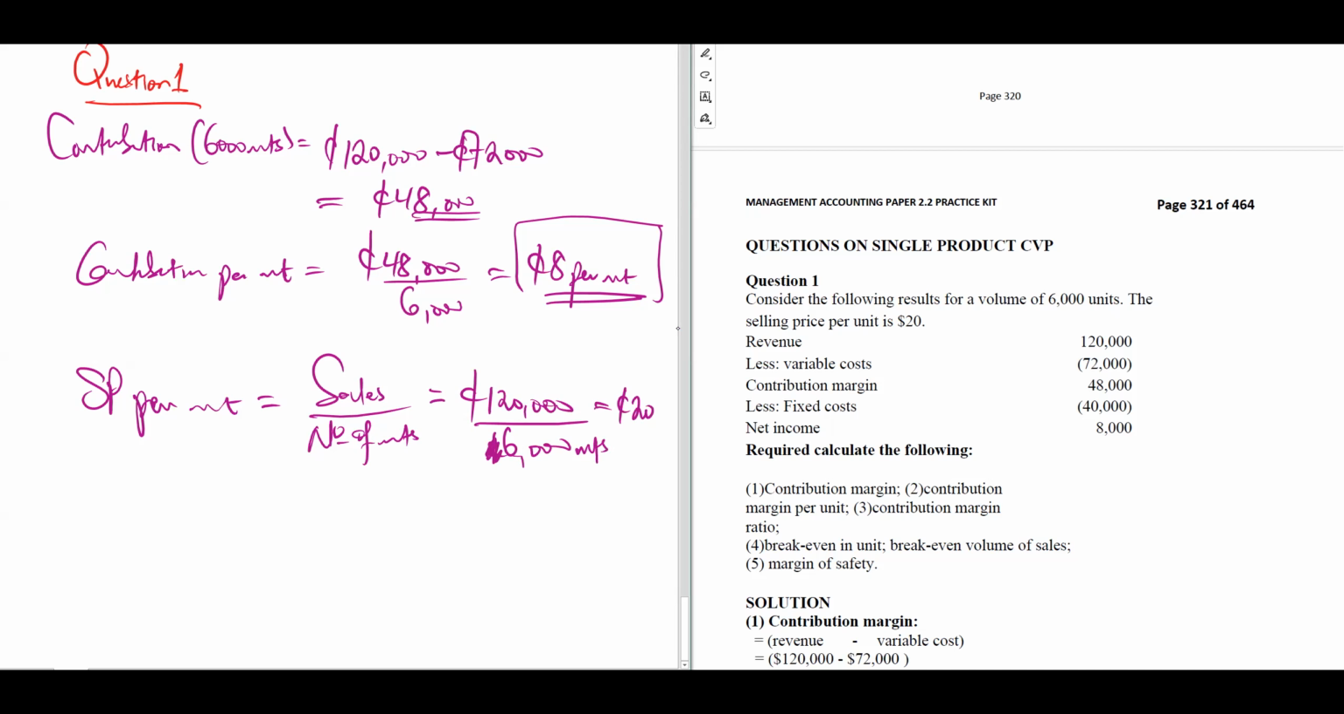So in that case, our contribution to sales ratio will be our contribution all over our selling price. Contribution was 8 cedis divided by 20 cedis. So what's our contribution to sales ratio? 0.4.